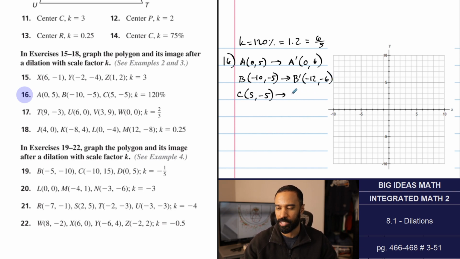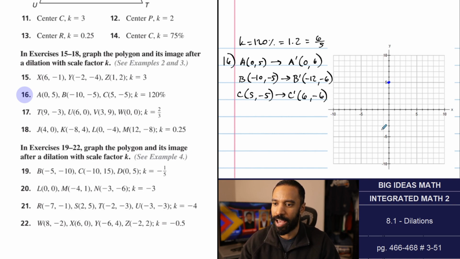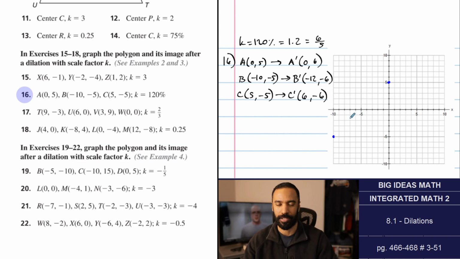So the other one was positive 6, and this is a positive 6, negative 6. Like so. So the negative 12 is a little bit out of reach, but not really a problem. So A is at 0, 5. B is at negative 10, negative 5. This isn't going to be much bigger than it was. 120%, 1.2 times bigger, not much. C is at 6, negative 6.